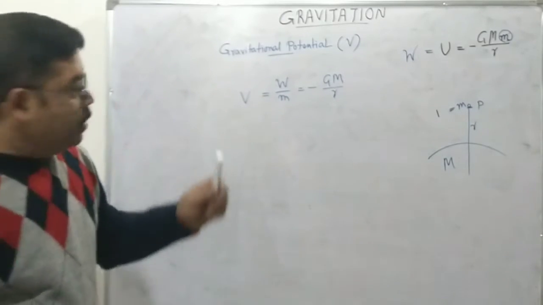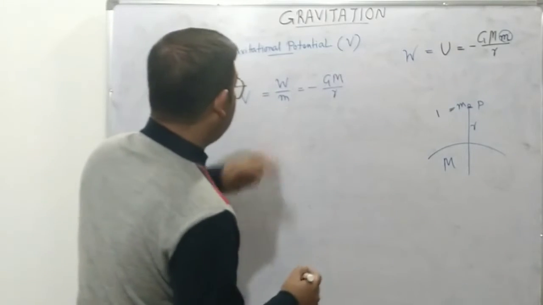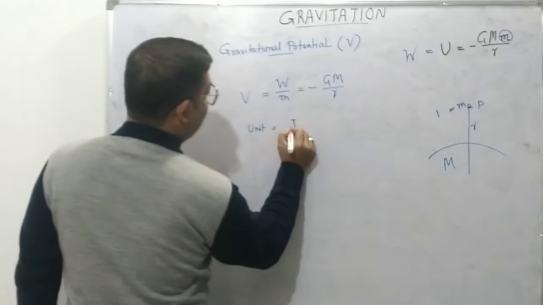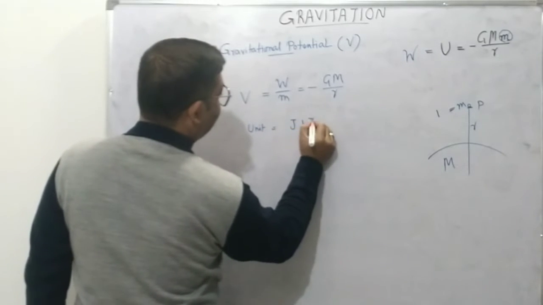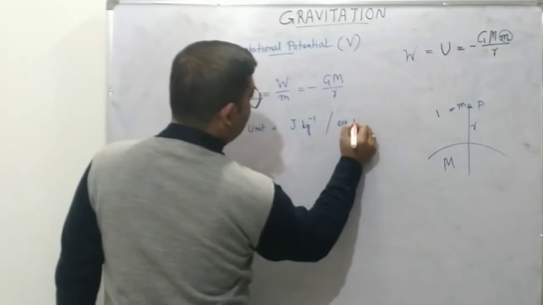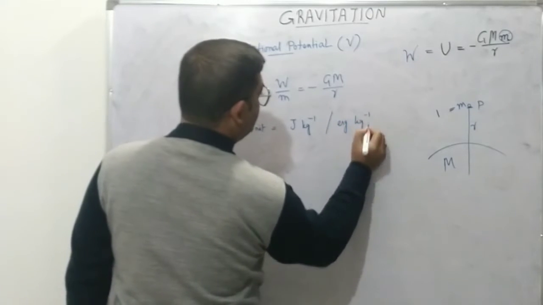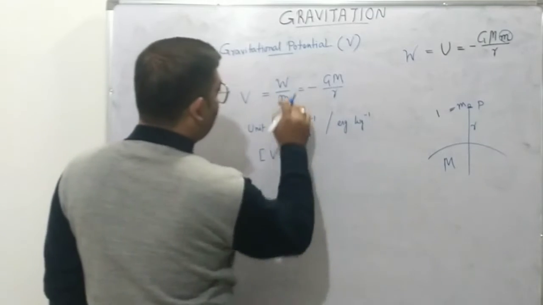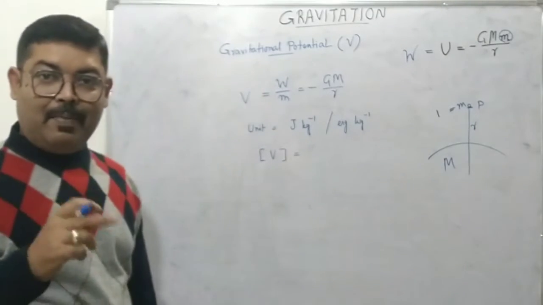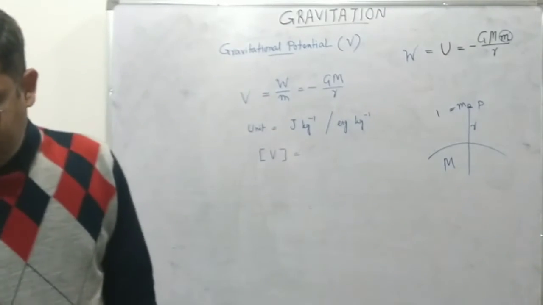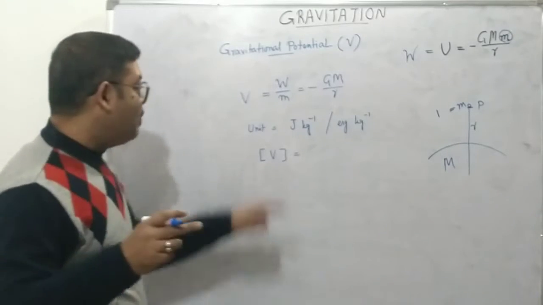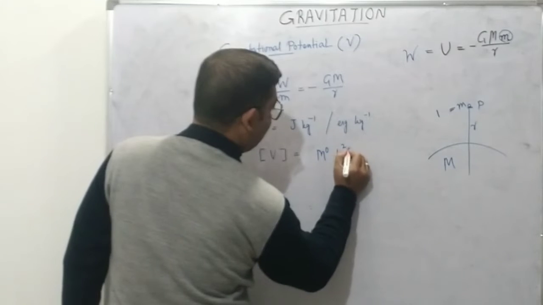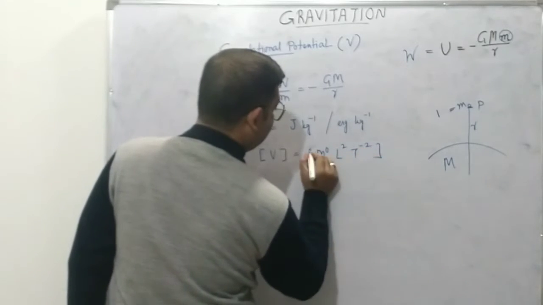Okay. So since it is work done per unit mass, its unit will be joule per kg or erg per kg, and the dimension of gravitational potential will simply be the dimension of work, M L^2 T^-2, divided by the dimension of mass, that is M. So it will be M^0 L^2 T^-2.